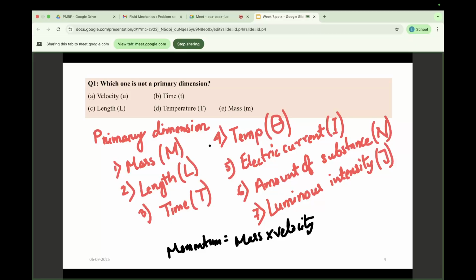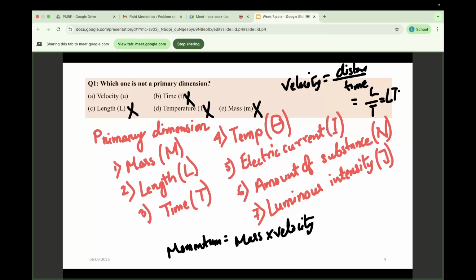From this it is clear that mass will not be the answer, because mass is a primary dimension. Temperature is also a primary dimension. Time is also a primary dimension. Length is also a primary dimension. So velocity will be the answer. So what exactly is velocity? Velocity means distance by time. Distance means length, so L by T. So I can write L T to the power minus 1, right? So that's why option A is the correct option.